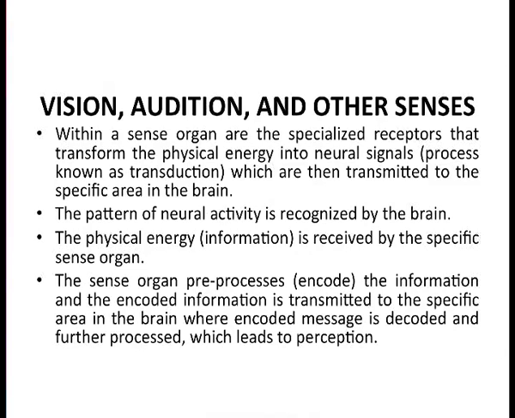In other words, the physical energy, which is information, is received by a specific sense organ. The sense organ preprocesses, that is encodes, the information, and the encoded information is transmitted to specific areas in the brain where the encoded message is decoded and further processed, which leads to perception.